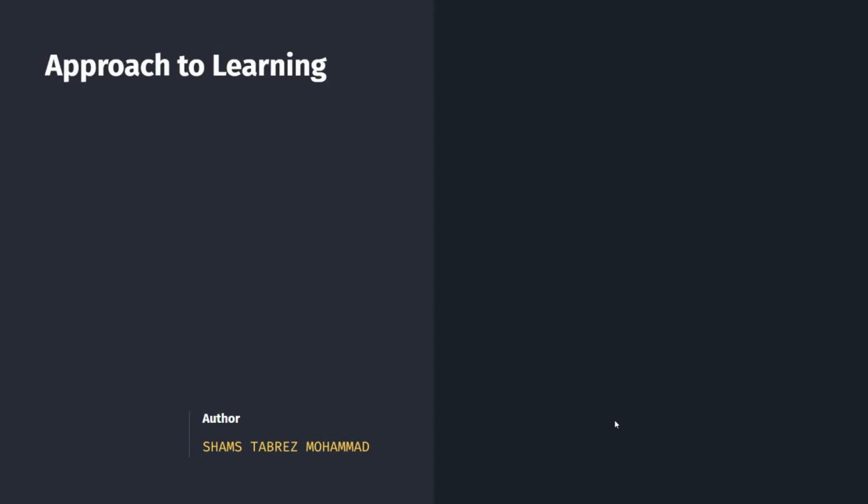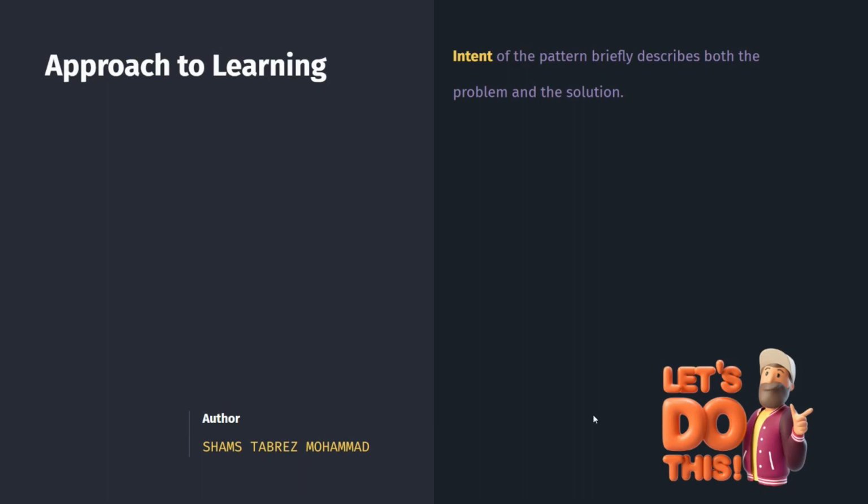So for example, when I say intent, what do I mean by intent? The intent of a design pattern refers to its primary purpose, or the problem it aims to solve in a specific context. Each design pattern addresses a particular design or architectural challenge by providing a reusable and proven solution. And then there is motivation.